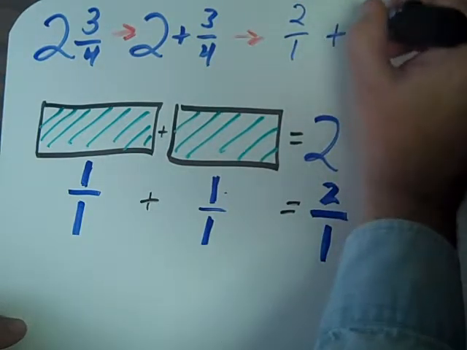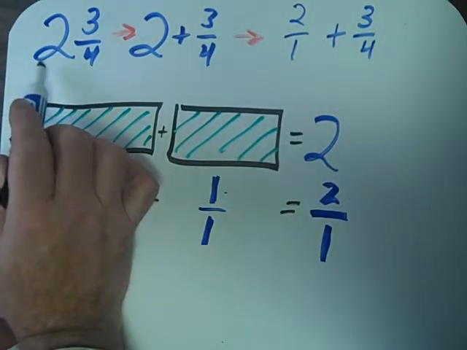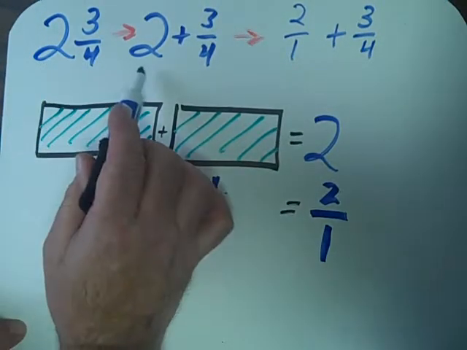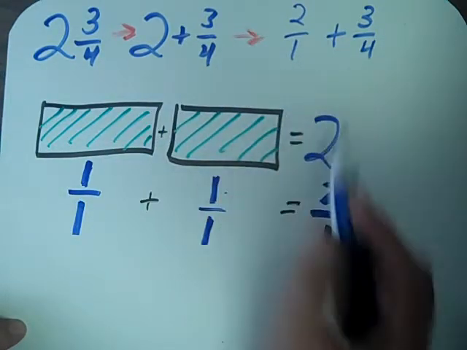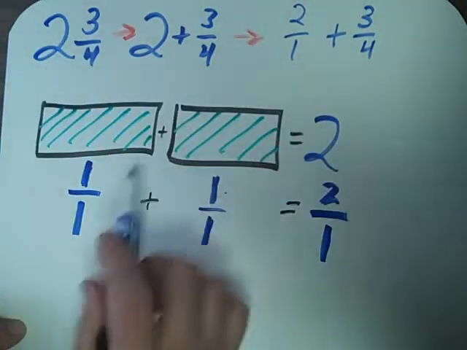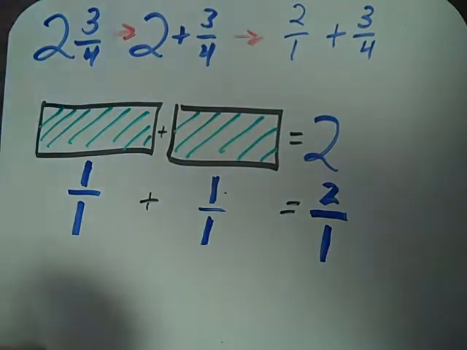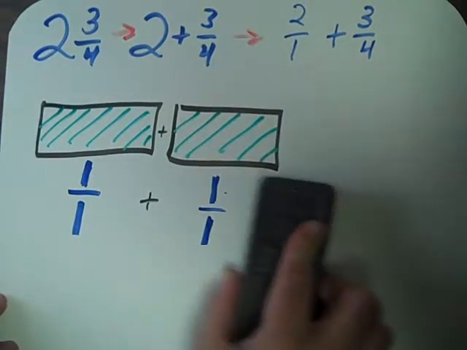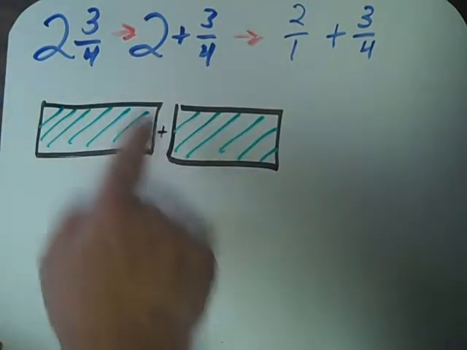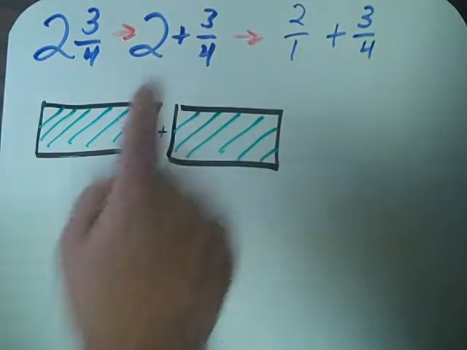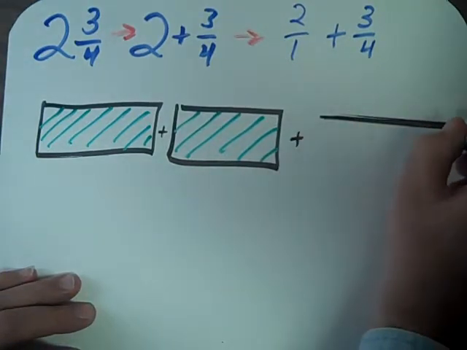2/1 plus 3/4. Now we've changed it a little bit more. We've gone from 2 and 3/4 to 2 plus 3/4 to 2/1 plus 3/4. And that all means the same thing, 2 and 3/4. I'm going to erase a little bit of this stuff here. Now we have our 2. Now we need our 3/4. So I'm going to add our 3/4 into there.